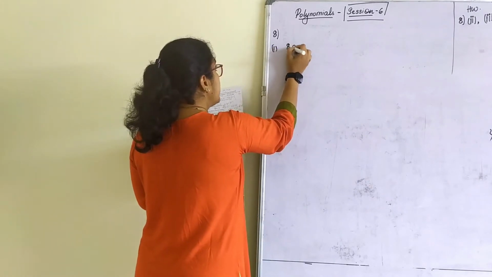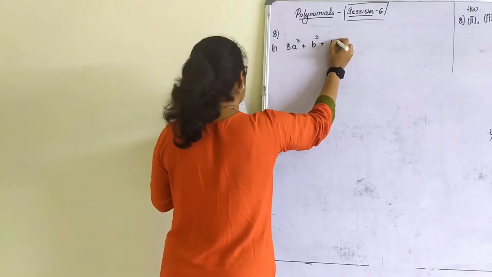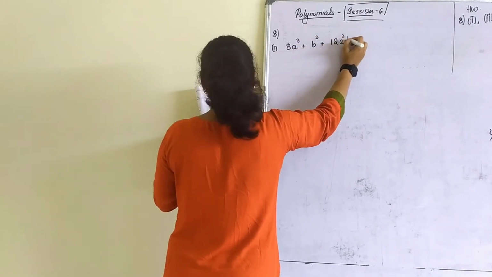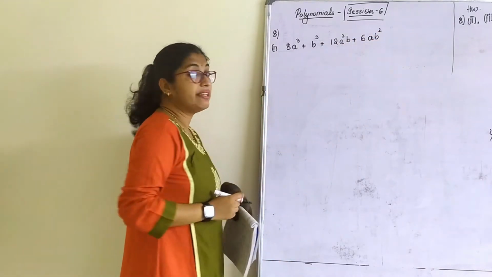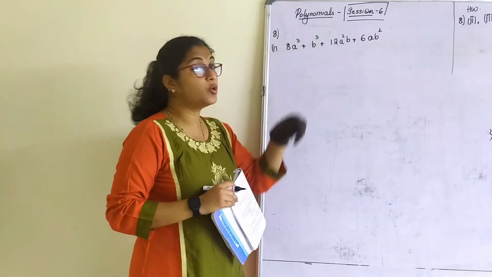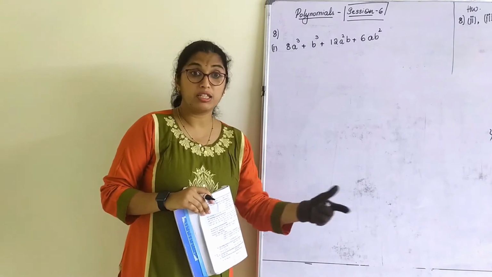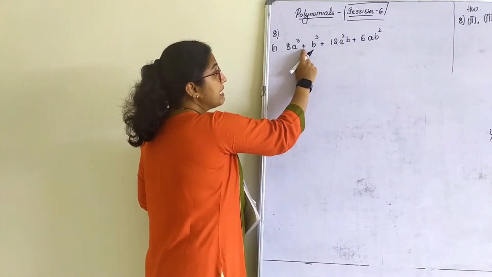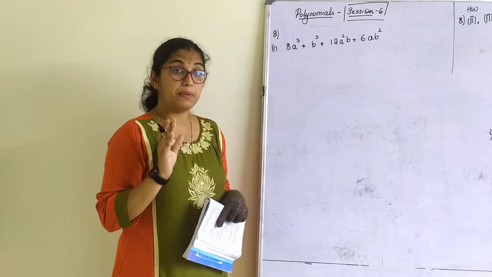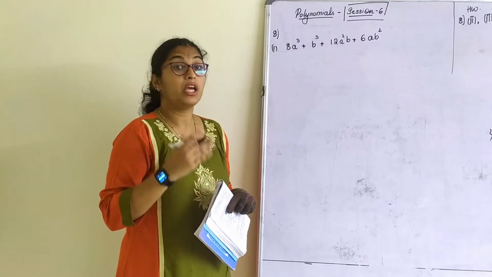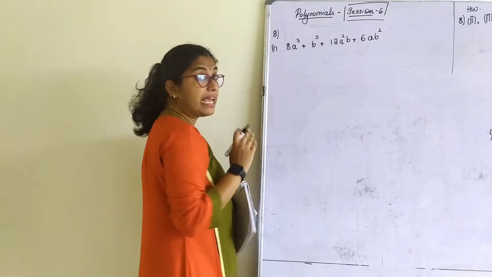It's given as 8a cube plus b cube plus 12a square b plus 6ab square. Now, how to identify which identity it is? By the cubes, we can make out this is of the form a plus b whole cube or a minus b whole cube. Looking at the plus sign at the beginning, if the cubes have the first plus sign, it is a plus b whole cube. Why it can't be minus, we'll see later.